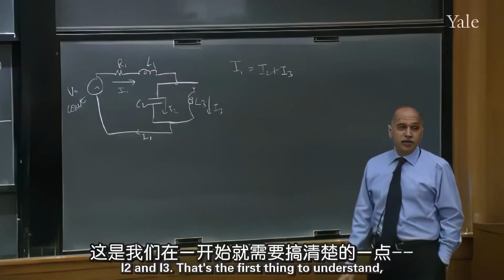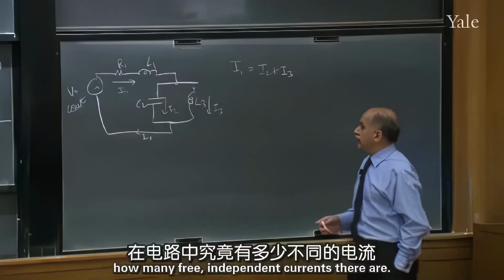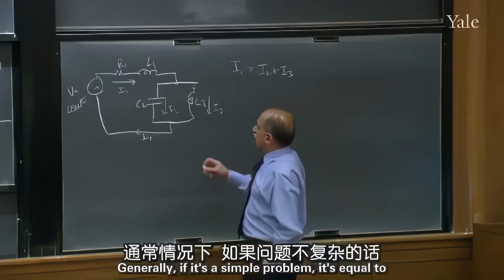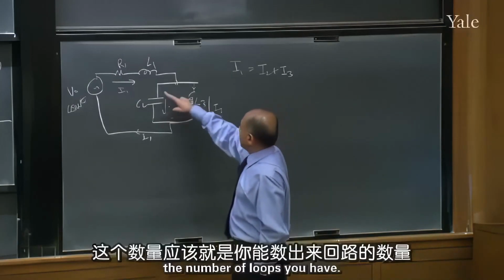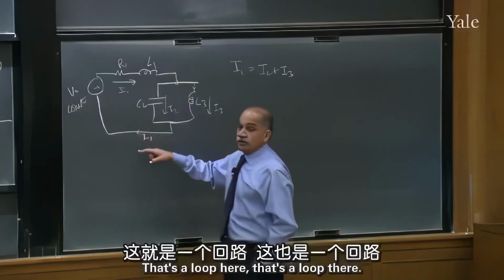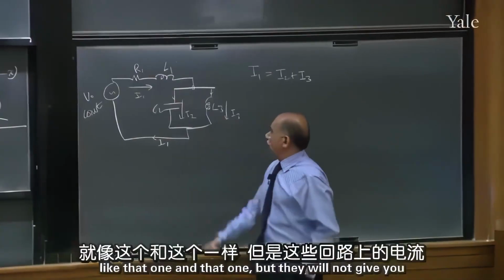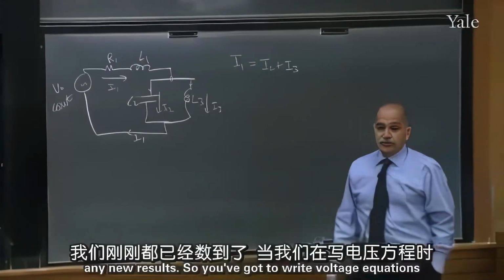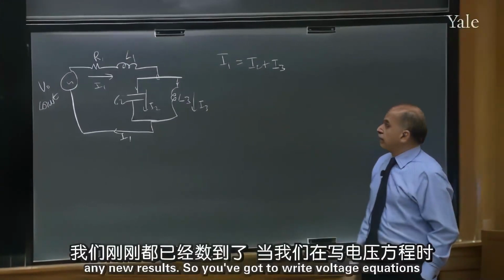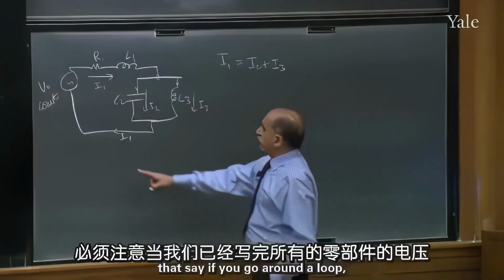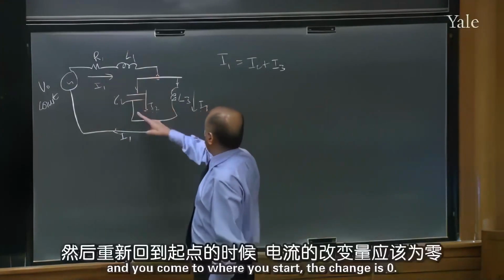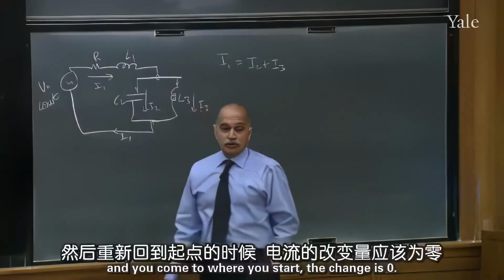That's the first thing to understand. How many free independent currents there are? Generally, if it's a simple problem, it's equal to the number of loops you have. That's a loop here, that's a loop there. You can draw many other loops like that one and that one, but they will not give you any new results. So you've got to write voltage equations that says if you go around a loop and you come to where you start, the change is 0.